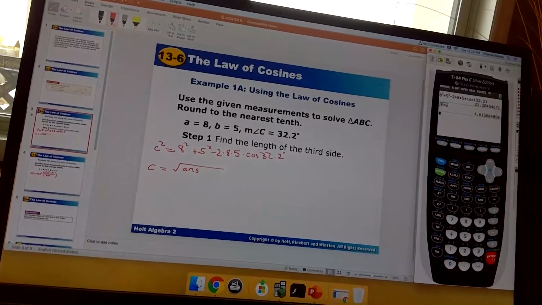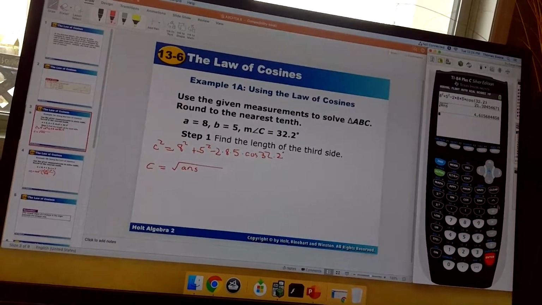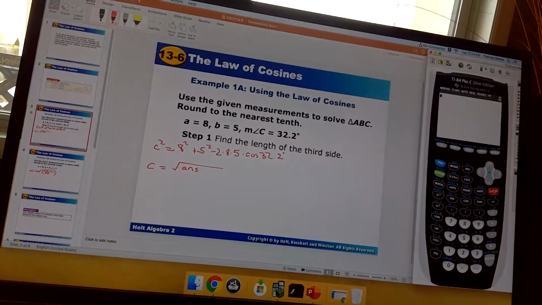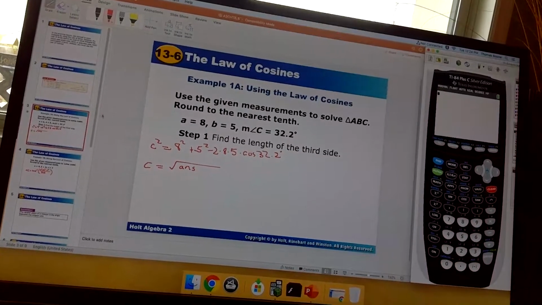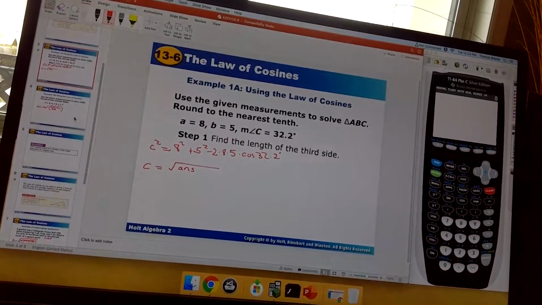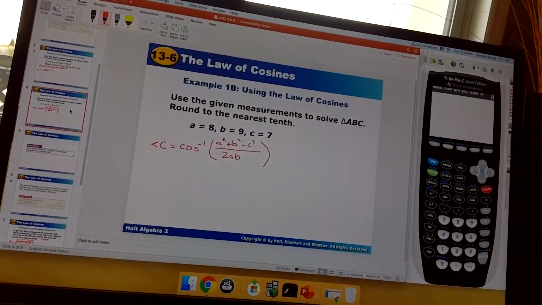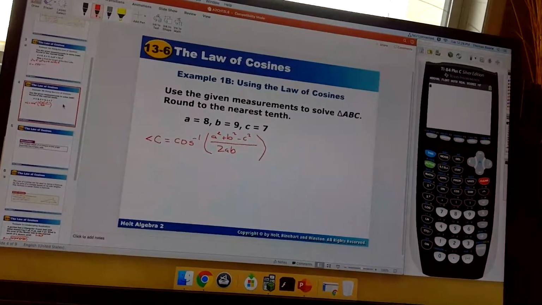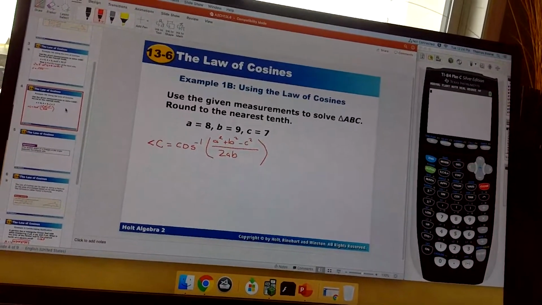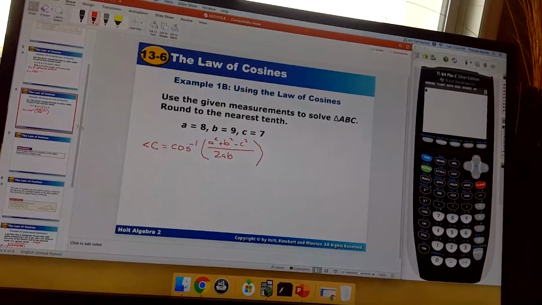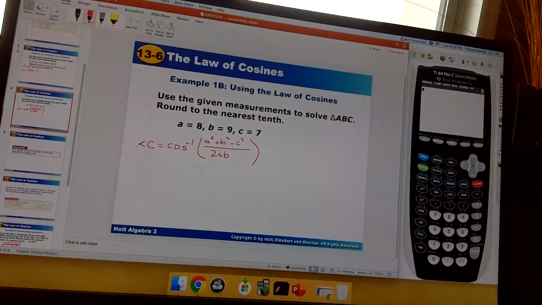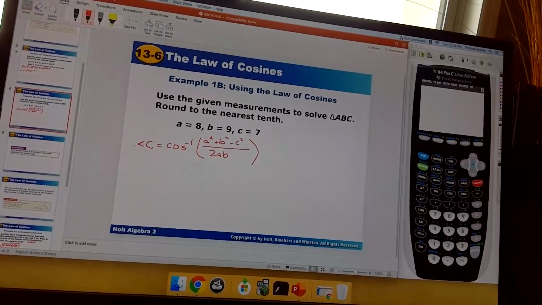So that's if you know two sides and the angle in between, you can use it to find the third side. The law of cosines is very much like the Pythagorean theorem with that little adjuster, as I call it. Now the other part is, what if you know all three sides but want to find an angle? This is a variation of the law of cosines. A lot of times I'll refer to this as the law of cosines number 2, a second variation of it.